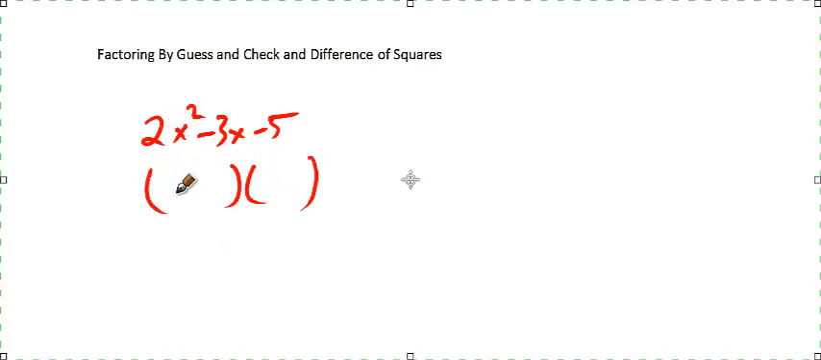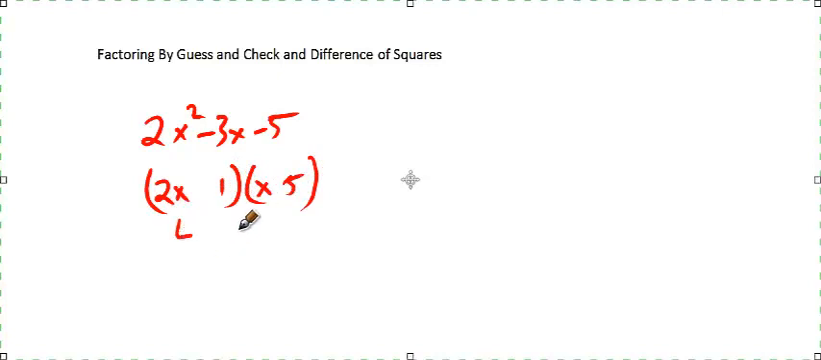So 2x squared, I'm going to break that up and put them in the first spot. So it's not 1x and 1x. That doesn't give me 2x squared, that gives me x squared. So it's 2x and x. This is not symmetrical, so it does depend on where I put the 1 and where I put the 5. This is why it's called guess and check. I'm going to guess the 1 goes here and the 5 goes here.